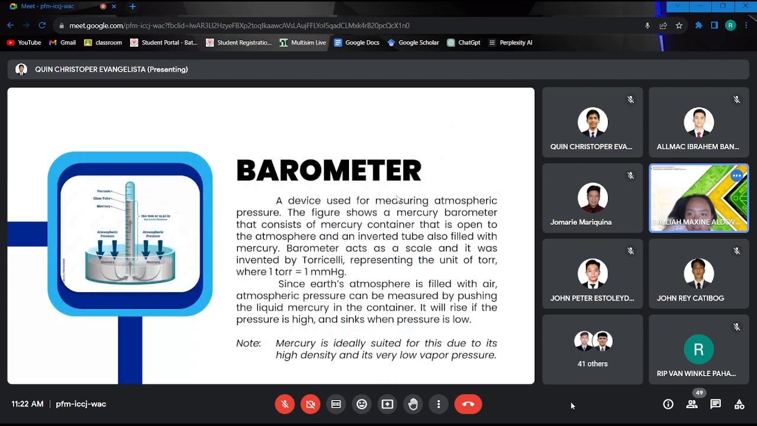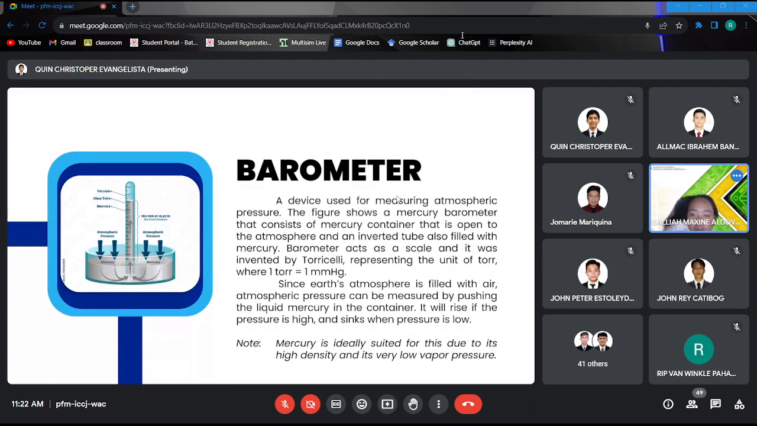Barometer is a device used for measuring atmospheric pressure. The figure shows a mercury barometer that consists of a mercury container that is open to the atmosphere and an inverted tube also filled with mercury. Barometer acts as a scale and it was invented by Torricelli, representing the unit of torr, wherein one torr equals 1 millimeter of mercury.